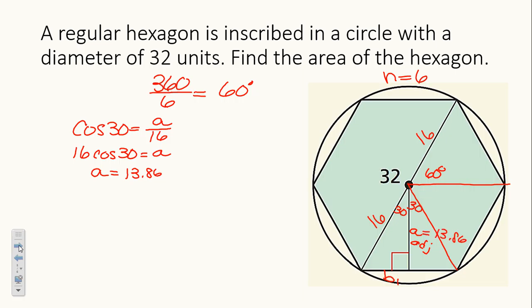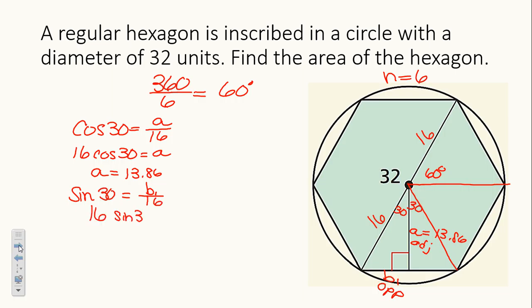All right, so we found 13.86 as our apothem. 16 times the cosine of 30 gets us 13.86. Now we need to find our little base. How do we find our little base? Well, how is it related to the 30? Opposite, so we'll use sine, right? Sine of 30 is the opposite over the hypotenuse.